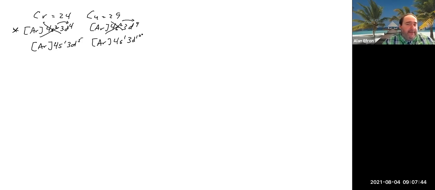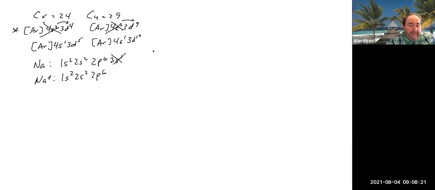We also talked about what happens when things lose or gain electrons, especially our representative elements. For example, sodium, which was 11, 1s2, 2s2, 2p6, 3s1. Sodium becomes +1 charge. The plus means that it lost an electron, so it only has 10 electrons, which means its configuration would be 1s2, 2s2, 2p6. It loses the 3s electron, and that is also neon's configuration.